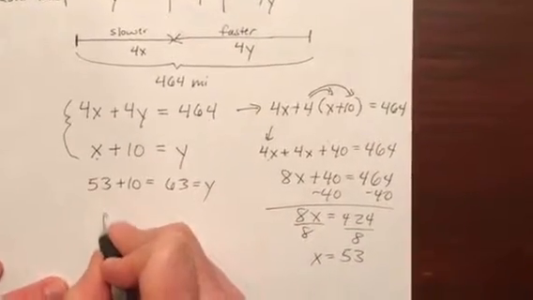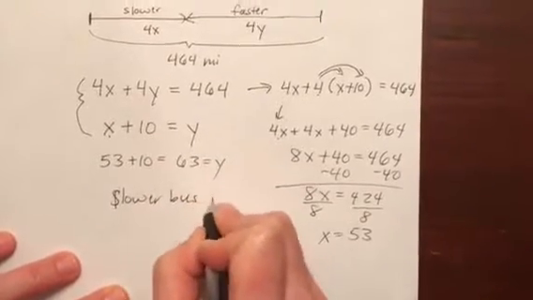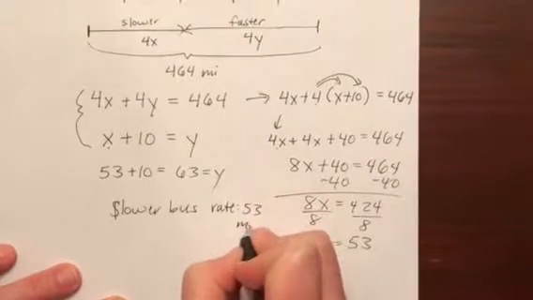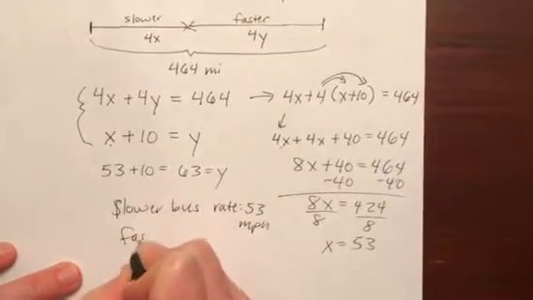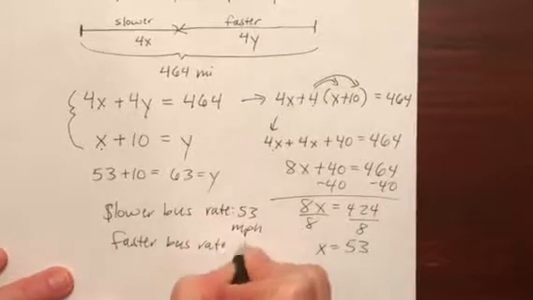So my slower bus has a rate of 53 miles per hour, and my faster bus has a rate of 63 miles per hour.